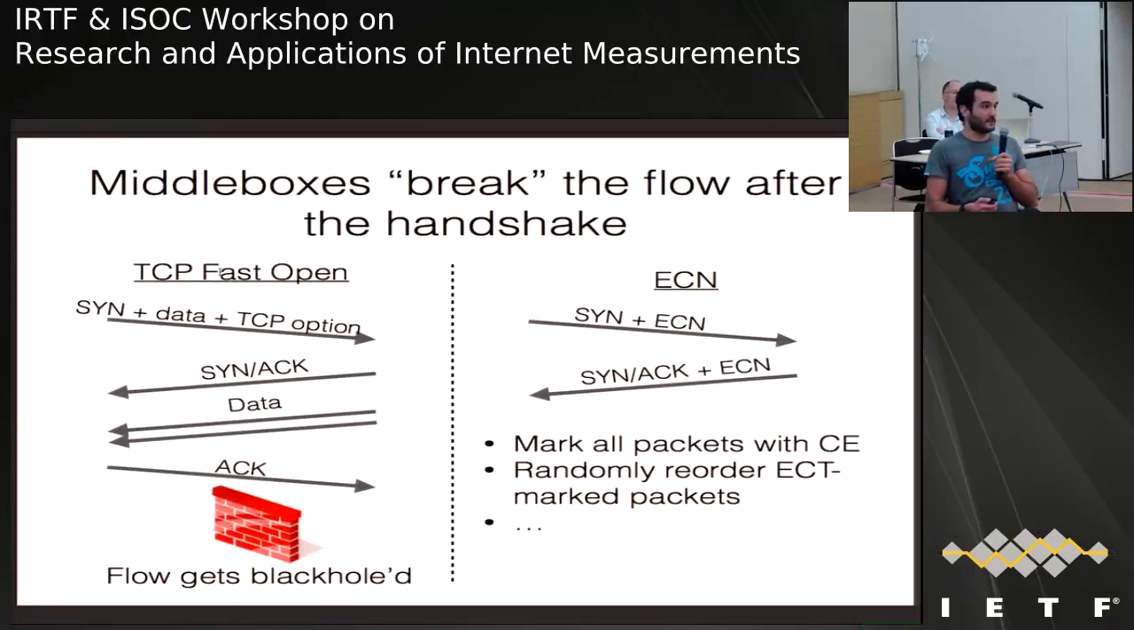And so, yeah, we were pretty surprised when we found this, because the flow was already established, so everything should have been fine. For ECN, we found similar things. For example, there was an ISP that marks every packet with a CE bit, which is not very optimal when you're using ECN. Actually, this is pretty common: we have ISPs that are reordering packets randomly when ECT bits are being set.